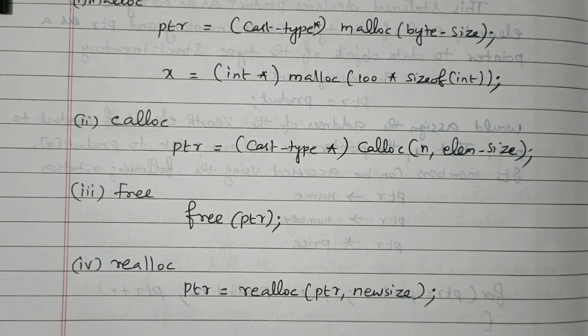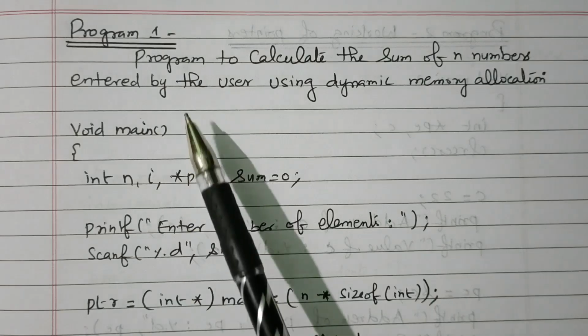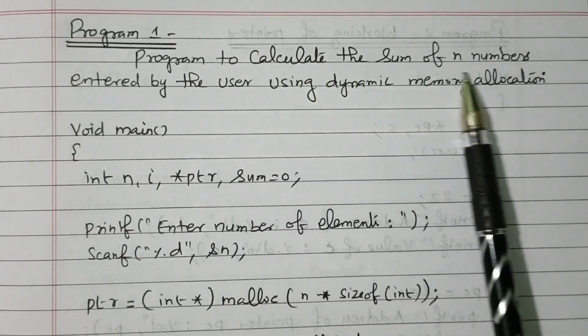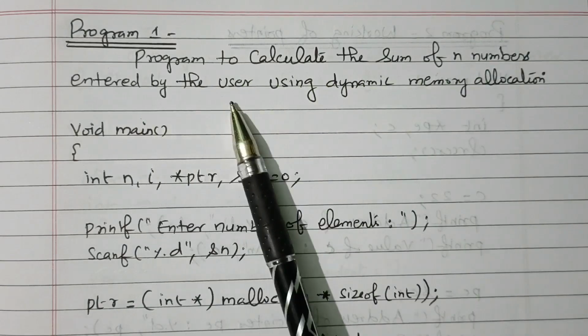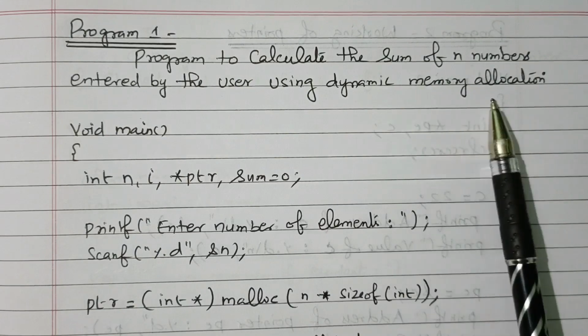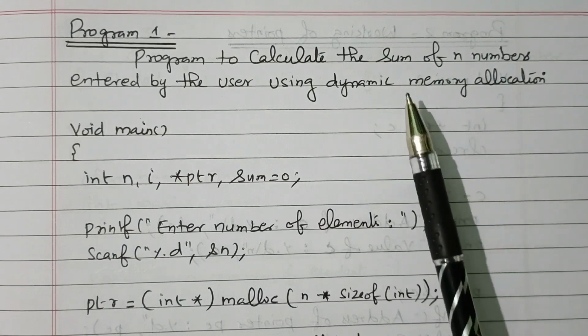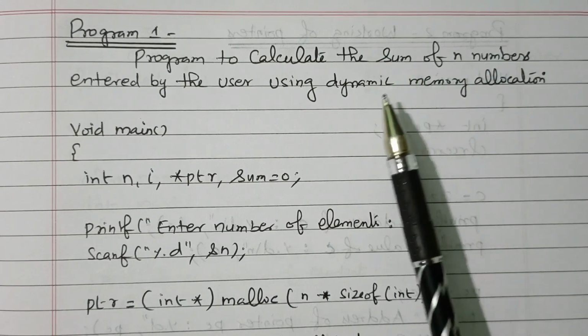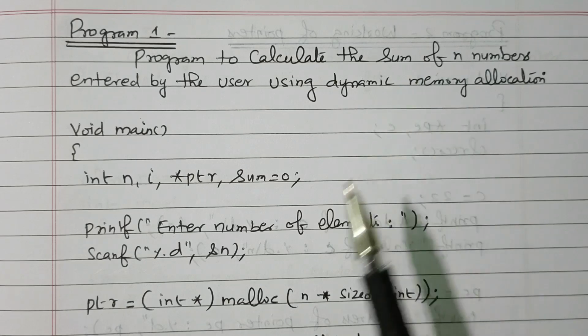So we have malloc, calloc, free, realloc, 4 dynamic memory functions available. We discussed this. Now we'll see one example program for further understanding. The program to calculate the sum of n numbers entered by the user using dynamic memory allocation. A simple program, sum of n numbers using the dynamic memory allocation.